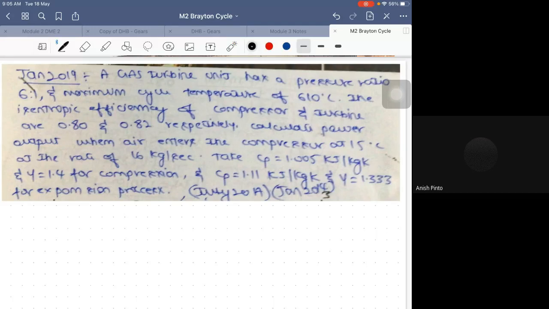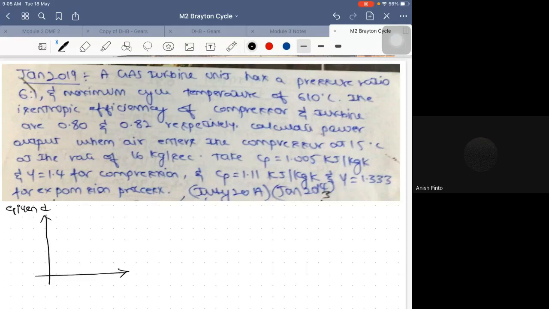First, a gas turbine unit has a pressure ratio of 6:1. So what do you mean by pressure ratio? First of all, he says gas turbine unit. So automatically you have to understand that a gas turbine would run on a Brayton cycle. So immediately what you have to do? You have to draw your Brayton cycle first. So I will just write the given data.